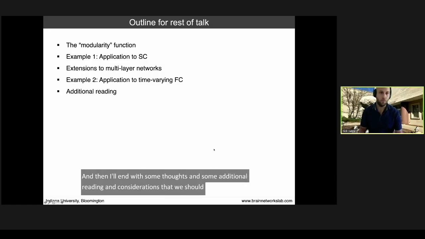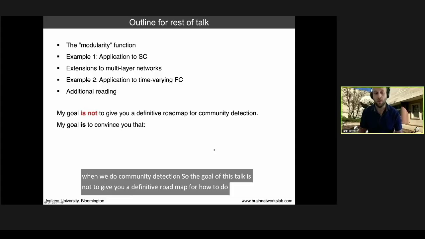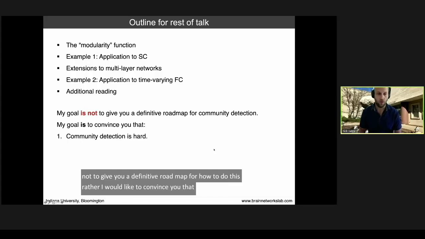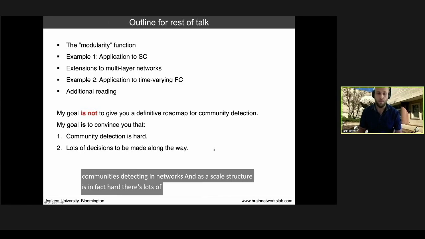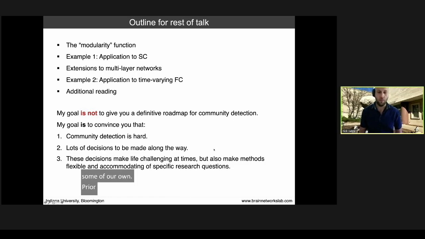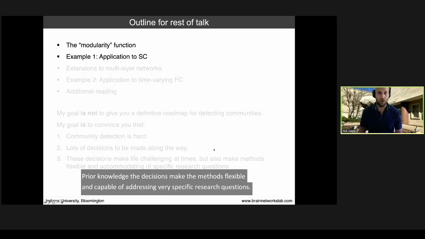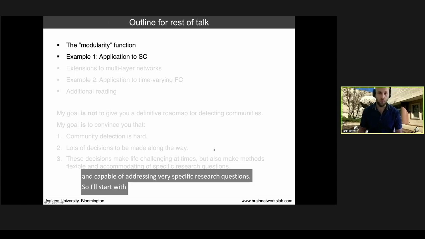So the goal of this talk is not to give you a definitive roadmap for how to do this. Rather, I would like to convince you that detecting communities, detecting a network's mesoscale structure is in fact hard. There's lots of decisions that need to be made along the way as a user, but ultimately, although these decisions make life challenging, it allows us to incorporate some of our own prior knowledge. The decisions make the methods flexible and capable of addressing very specific research questions. So I'll start with the modularity function and build up to this example with structural connectivity.